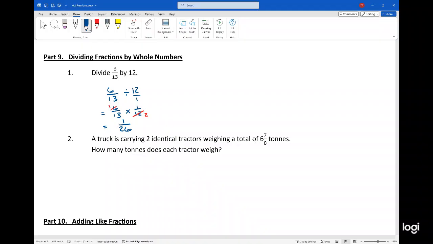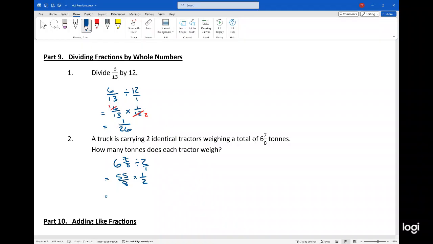Either way, we're taking the total weight and dividing it by 2 because that's how many tractors there are. So 6 7/8 divided by 2. Let's get rid of that mixed fraction because nobody likes those. 8 times 6 is 48. 48 plus 7 is 55. And we're going to change this to multiplication. And we're going to remember that 2 is really 2 over 1 and flip it. So that's 1/2.